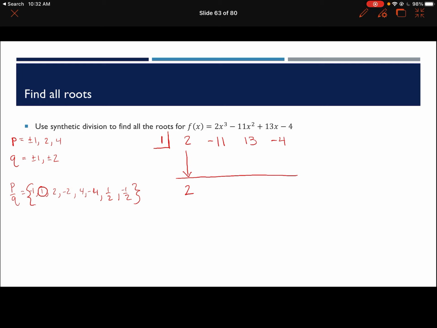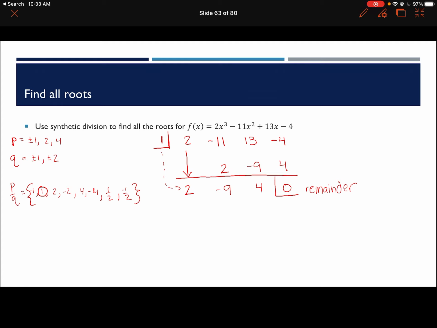And so then you take this 1, you multiply it by 2. So we're going to do 1 times 2 is 2. You add those values. So negative 11 plus 2 is negative 9. And so then 1 times negative 9 is negative 9. 13 minus 9 is 4. 1 times 4 is 4, and negative 4 plus 4 is 0. So this last value is the remainder.